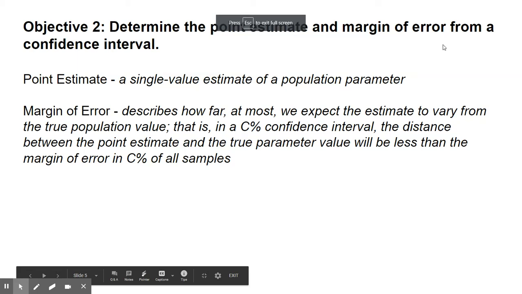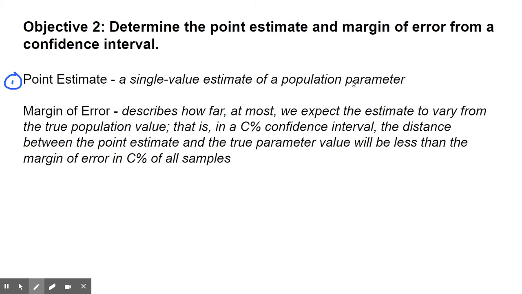Okay, so objective 2. Now, how do we build these confidence intervals? Well, there's two parts to a confidence interval. The first part is the point estimate. This is the single value estimate of the population parameter. It's going to be the middle value of your confidence interval, right in the middle. Typically, it's going to be the sample value they give you, but that's later on. So either the sample proportion or the sample mean.